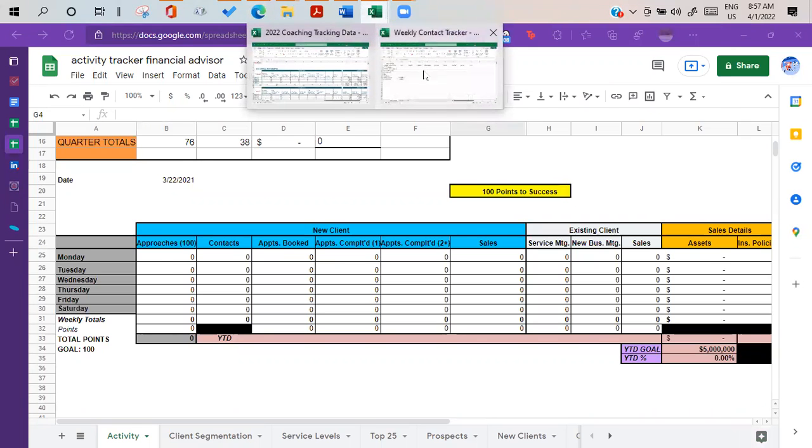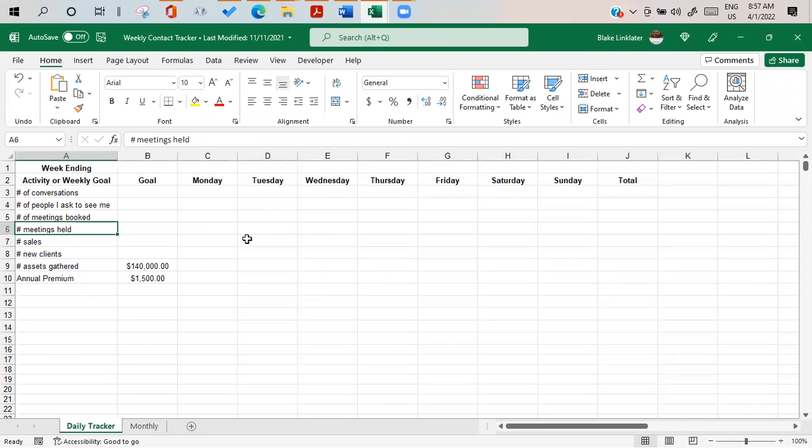The other one I like is this one here. This is the one I did when I was an advisor. Just, hey, how many conversations did I have? How many people did I ask? How many meetings? And how many meetings held? And the number of sales or new clients, and whatever my goal is for the week. And that was just the yearly goal divided by 12 for the months. Start tracking it. The better you know, and the more consistent, then you're going to know what your numbers are, and we can identify some issues.